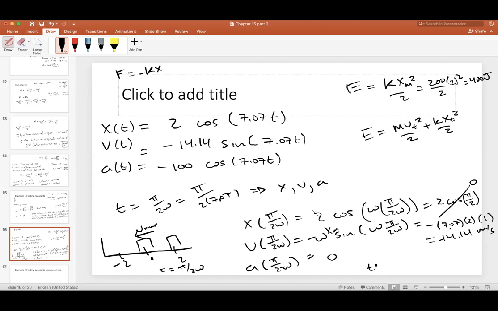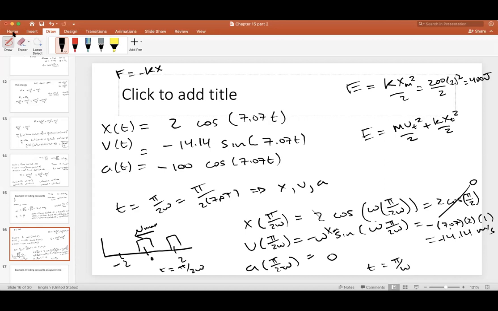you could put in a time of pi over omega. And if you did that, pi over omega would give you cosine of pi. So you get x as negative x max, and v is 0, and a is negative omega squared x max. That's because at this time of pi over omega, it's at the other maximum, the negative maximum, the negative amplitude. And you can see that for yourself.